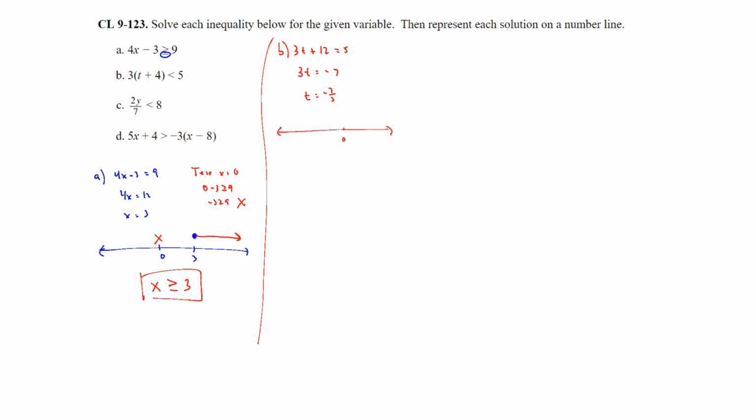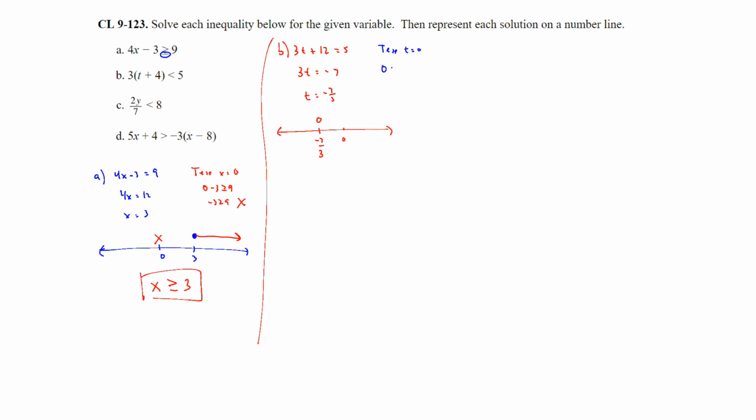So 0, negative 7 thirds is over here. On this one, it is an open circle because negative 7 thirds is not included. It doesn't have an equal to sign in the inequality. And then we need to test a value. So let's test x equals 0, or t, I guess. That's the variable we're using.